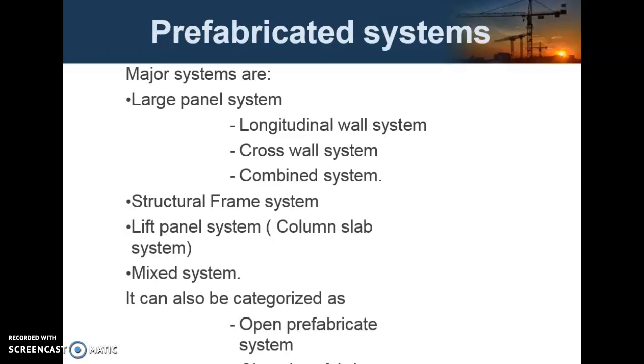Prefabrication systems. There are four main systems. First one is the large panel system, then the structural frame system, lift slab system, and mixed system. Large panel system consists of the longitudinal wall system, cross wall system and combined wall system.